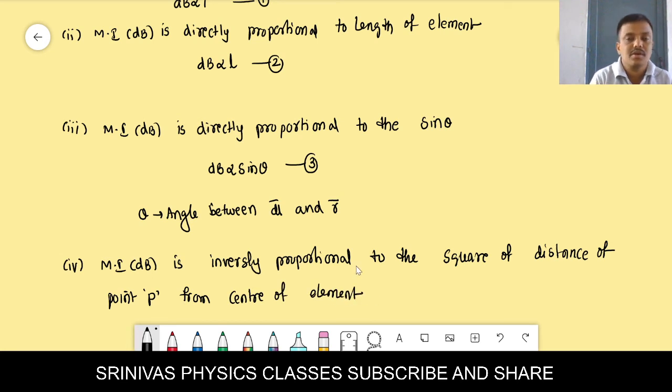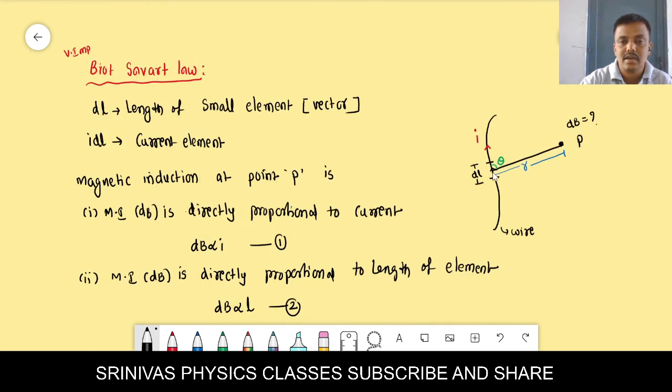You see here, what is this? Magnetic induction. Okay, this is the center of the element. From the center of the element, where I want to find the magnetic induction, that point is P. The point P is at a distance R from the center of the element. The magnetic induction at point P depends upon R also, right?